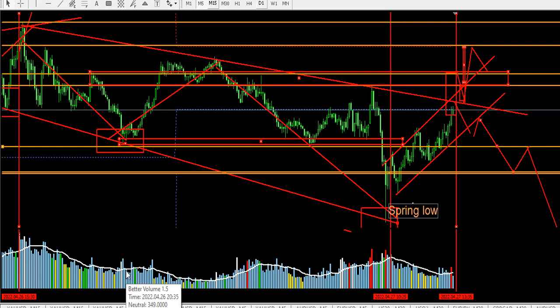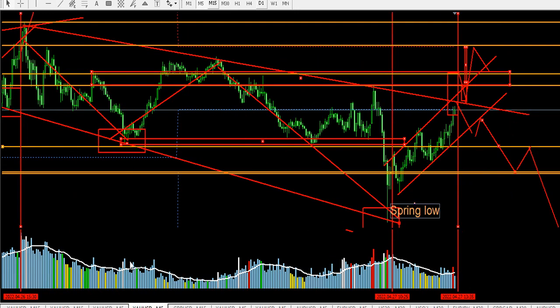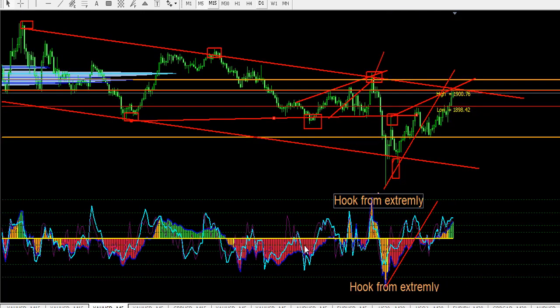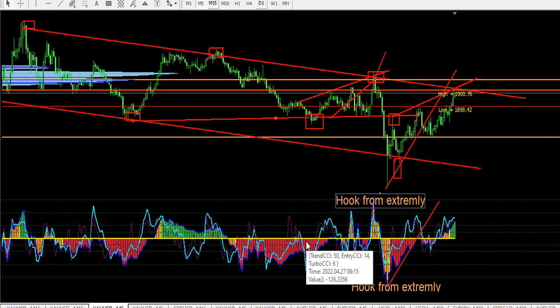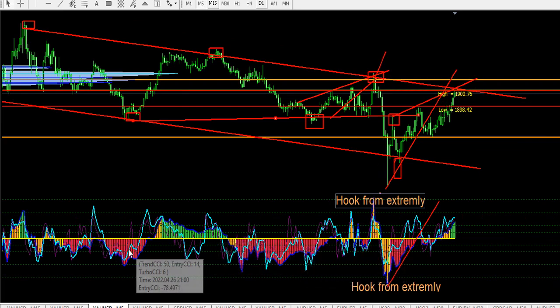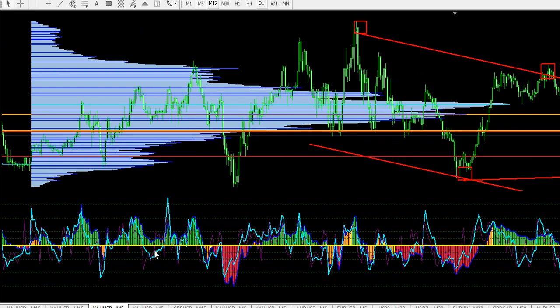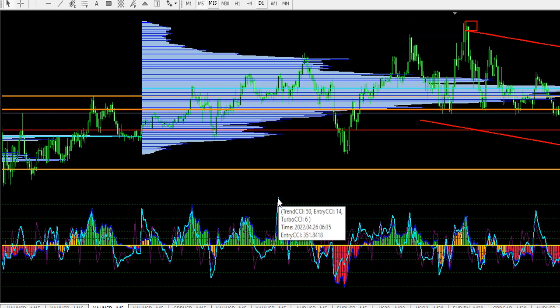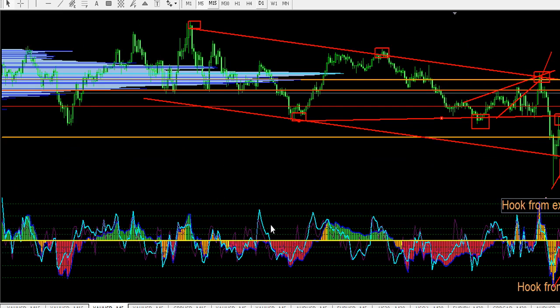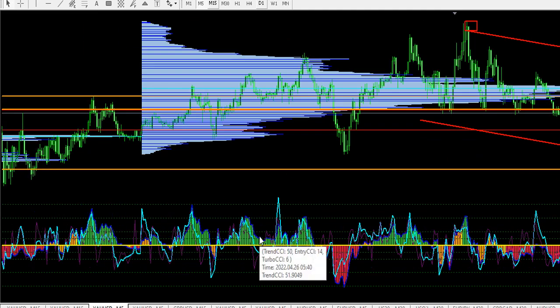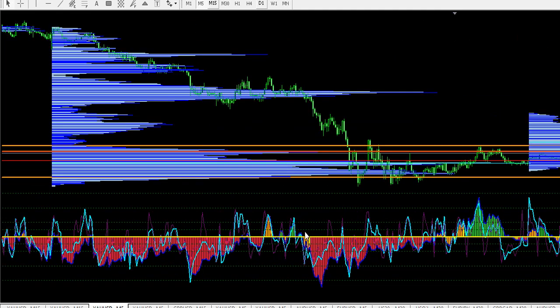Let me show you again. If you are traders, you think about what is also important. You can learn with the patterns because there are a lot of patterns. In the next video I will show you the basis of the patterns, like hook from extremity here, hook from extremity here. This one is not a hook from extremity. This one is a rejection pattern here, rejection pattern.